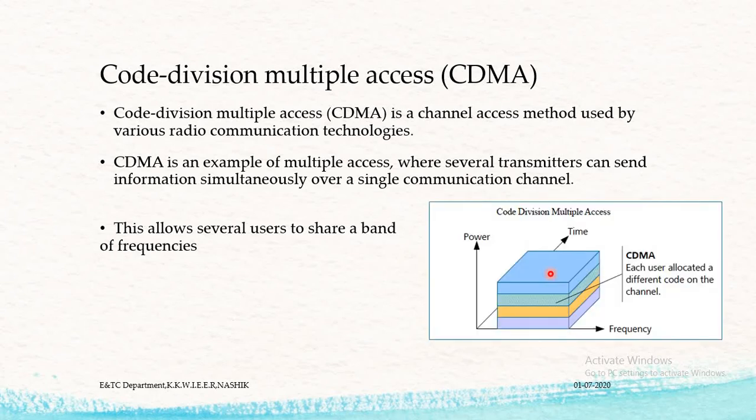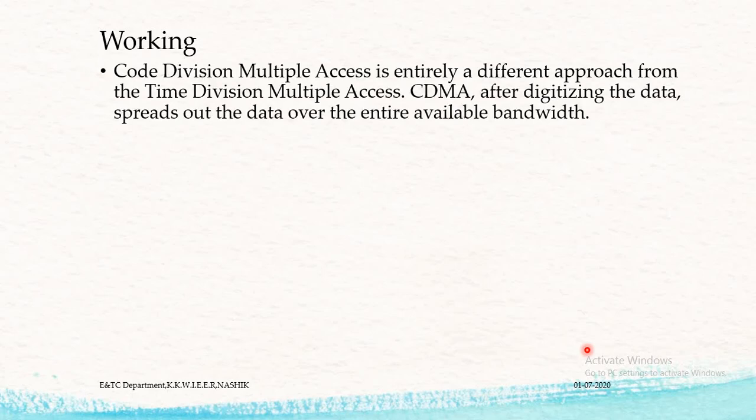So this is an example. If you see here, there is a splitting in time as well as frequency. So this is called CDMA technology. Here each user is allocated a different code on a channel capacity. So it's like you can talk with anyone, at any particular period of time, or at any frequency. That is the basic logic of how CDMA works.